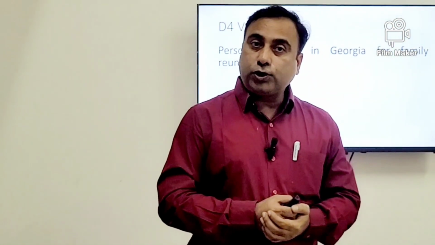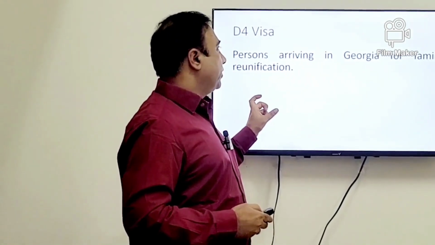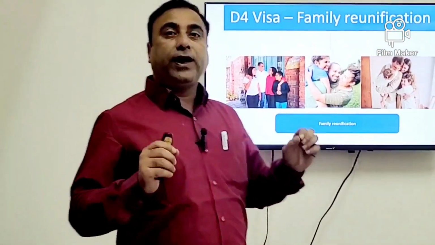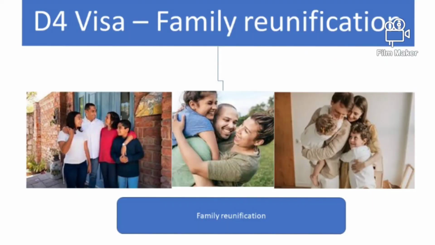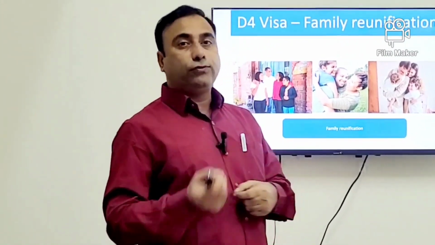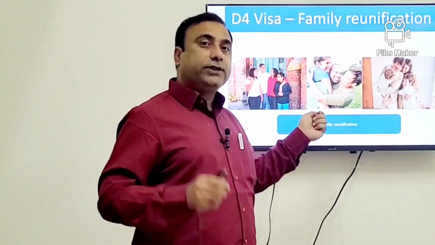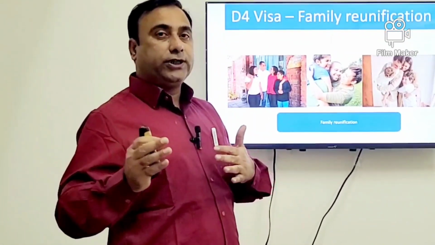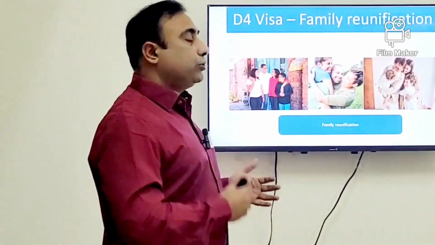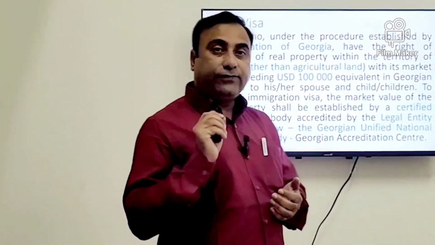Then the fourth category is the D4 visa. D4 visa is simply family reunification. That means when your child has taken admission there and you are visiting a second time, and you don't want to use visa on arrival at that time, you may take a D4 visa. This is designed for when someone from your family is already there and you are going to meet him again. Then the last one is the D5 visa.